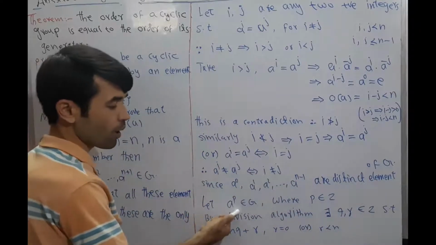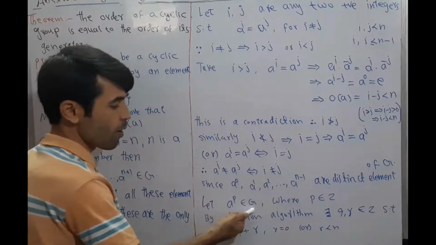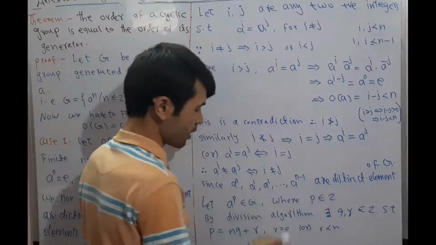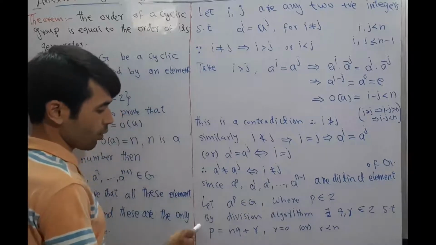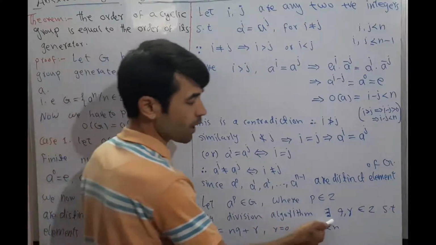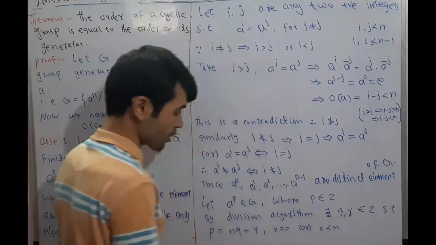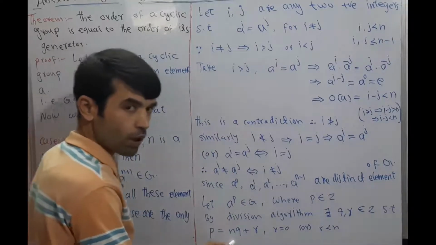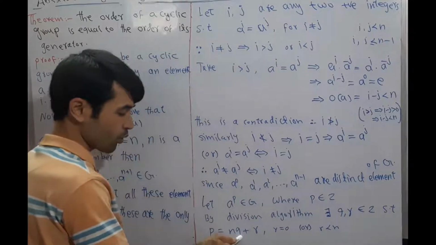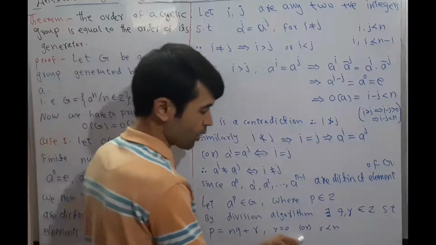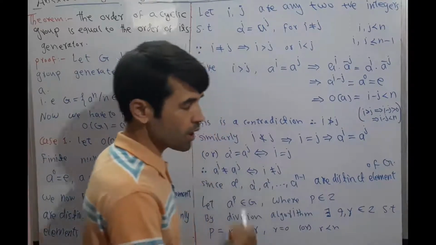Let a to the power p be an element belonging to G, where p belongs to Z. p is an integer. By the division algorithm, there exist q, r belonging to Z such that p is equal to n times q plus r, where r is equal to 0 or r is less than n.